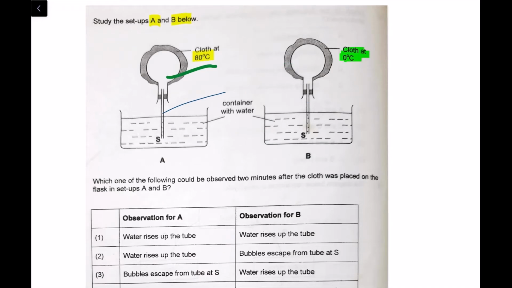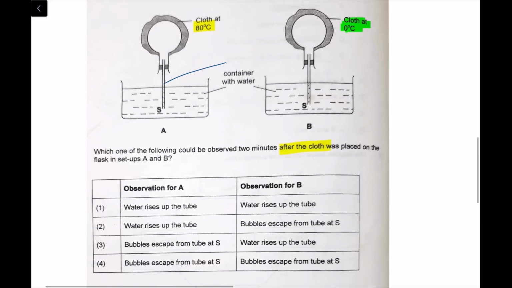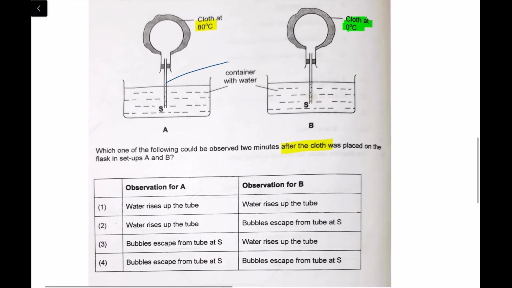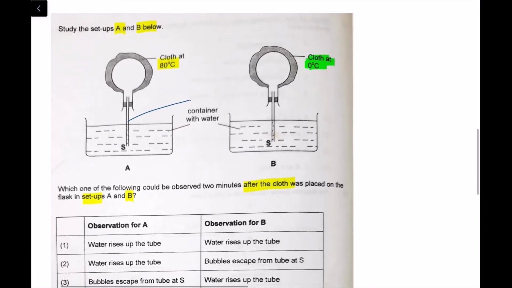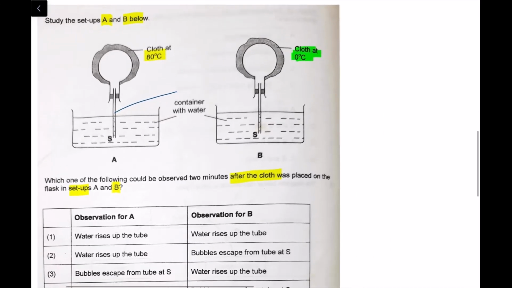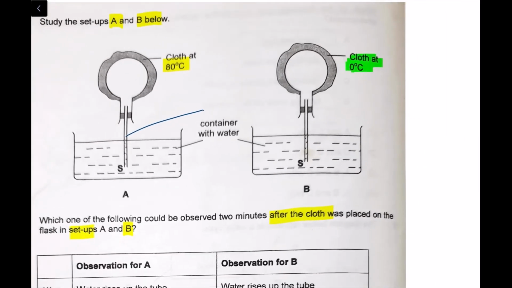Okay, this is a fairly simple question. Which of the following could be observed 2 minutes after the cloth was placed on each of the flasks in setups A and B? First we need to understand some key concepts. In setup A, the cloth is at 80 degrees Celsius, which is a warmer temperature, as compared to 0 degrees Celsius in setup B.